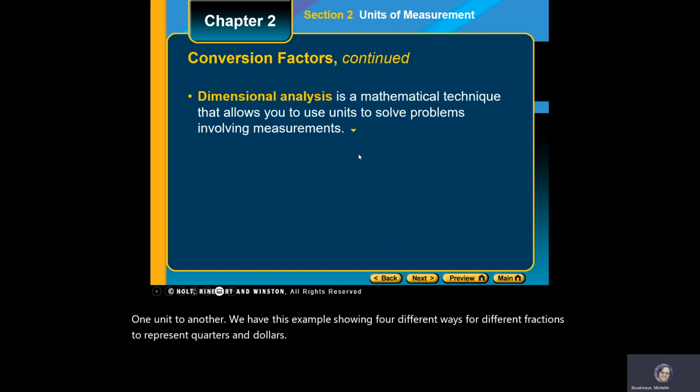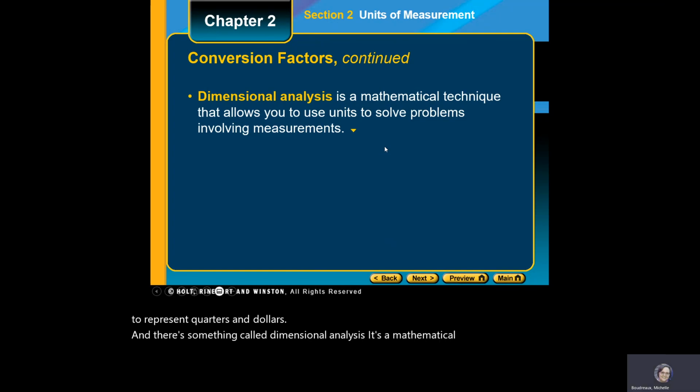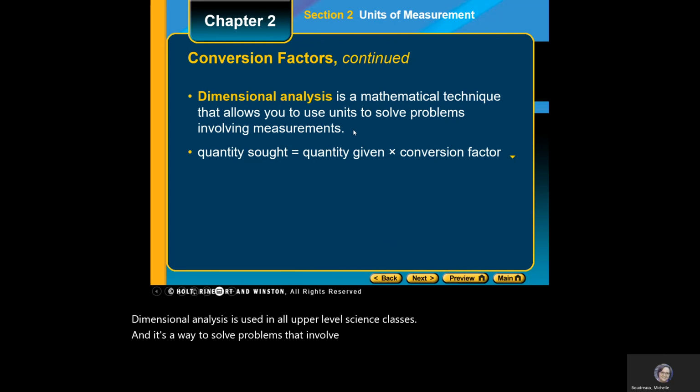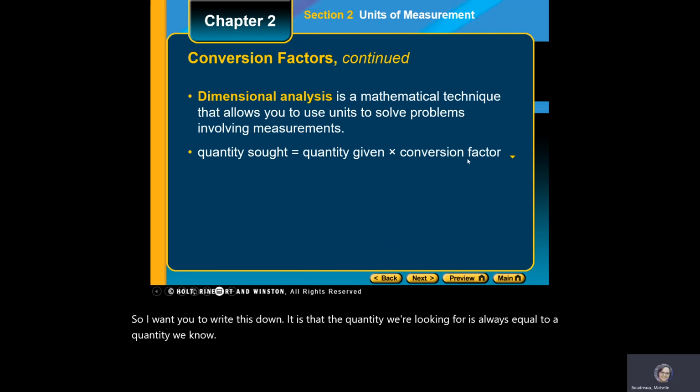And there's something called dimensional analysis. It's a mathematical technique. Dimensional analysis is used in all upper-level science classes, and it's a way to solve problems that involve measurements. So I want you to write this down. The quantity we're looking for is always equal to a quantity we know times a conversion factor.